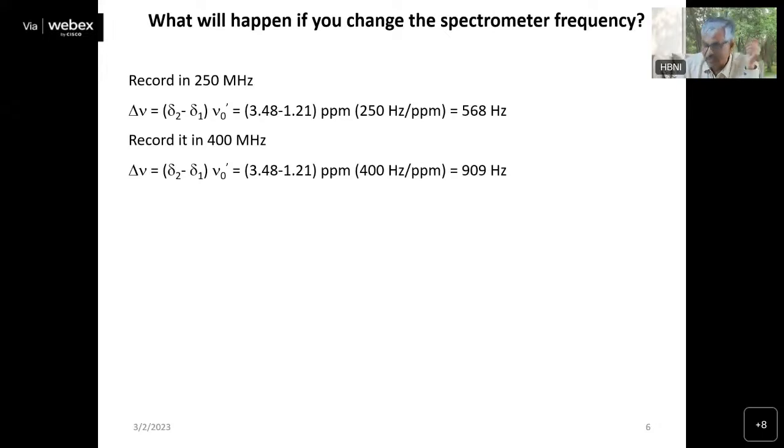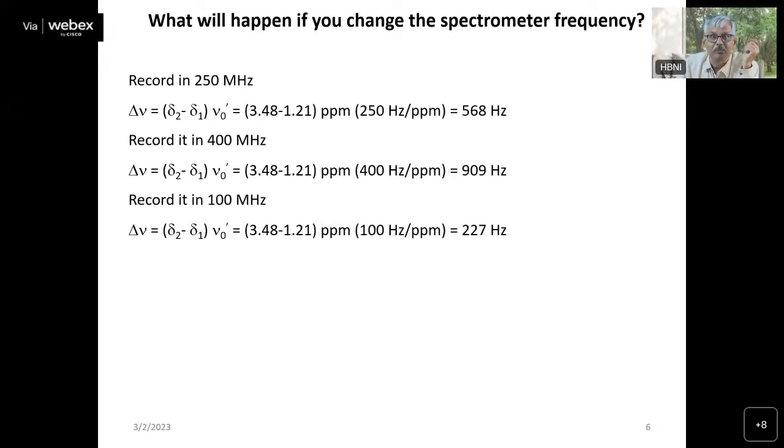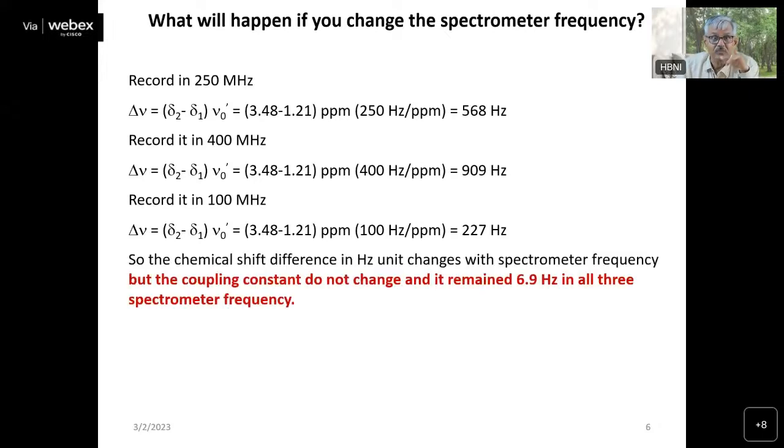If you record in 400 megahertz, you see that it now changes. The ppm value does not change, if you remember the definition of delta, but if you change the machine frequency, the difference in hertz changes. Recording at 100 megahertz, it is 227 hertz. So the chemical shift difference in hertz units changes with spectrometer frequency, but the delta value does not change. The most important thing to remember is that the coupling constant does not change, and it remains 6.9 hertz at all three spectrometer frequencies.